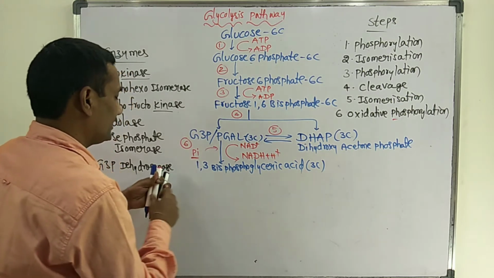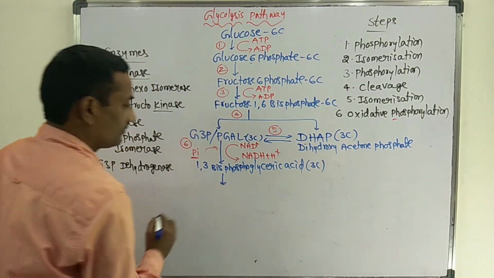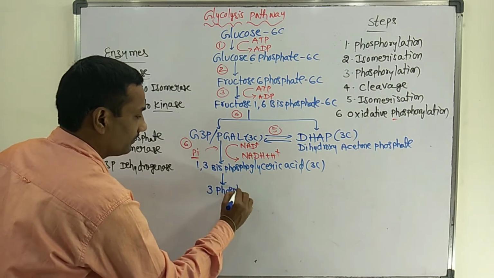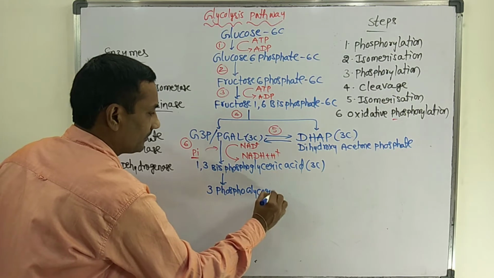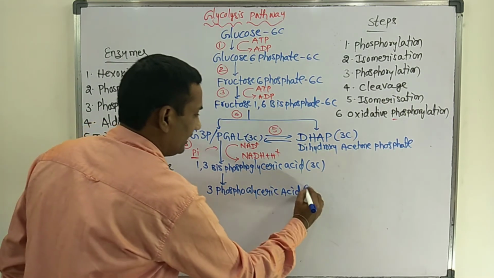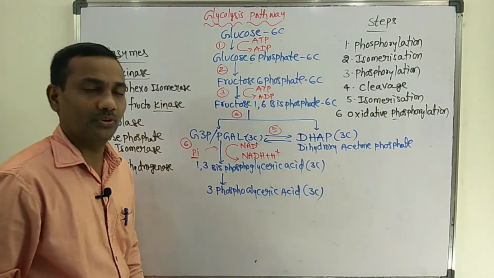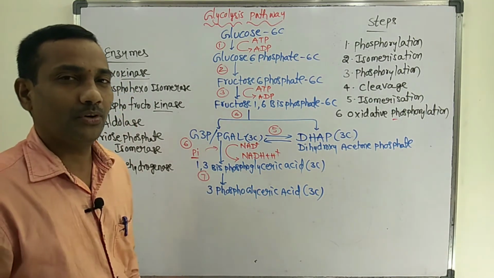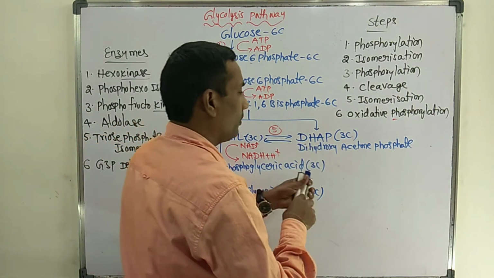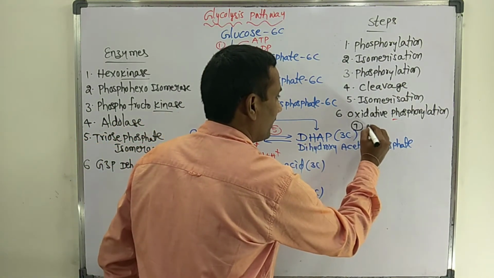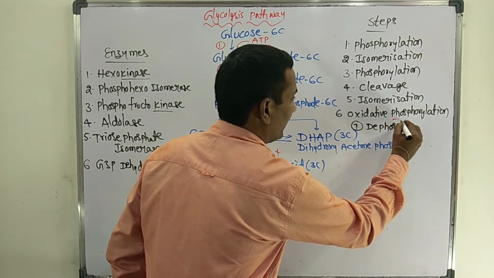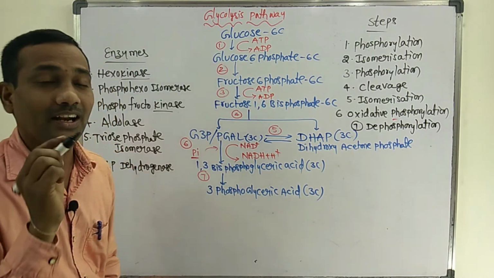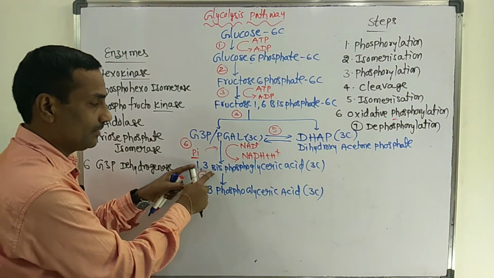Next, the 7th step. This converts into 3-phosphoglyceric acid. It is also a 3-carbon compound. This is the 7th step. Most important thing here, in the 7th step, what happens? This is a dephosphorylation step. Dephosphorylation means removal of phosphate from the substrate.